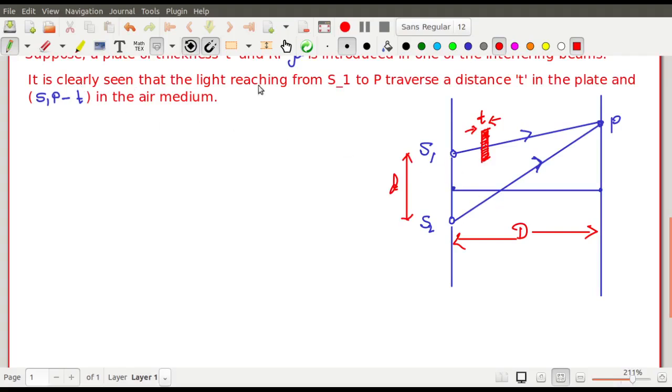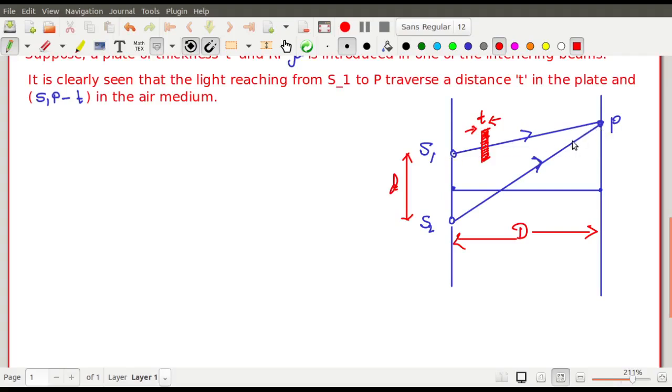এই দেখো কি লিখলাম, that the light reaching from S1 to P traverses a distance T in the plate. এই distance T তে এখন প্লেটে ট্রাভেল করে, তাহলে S1P থেকে T টা বাদ দিয়ে দাও। So S1P minus T is in the air medium. Previously the entire distance S1P was in the air medium, but now in the air medium it is S1P minus T.